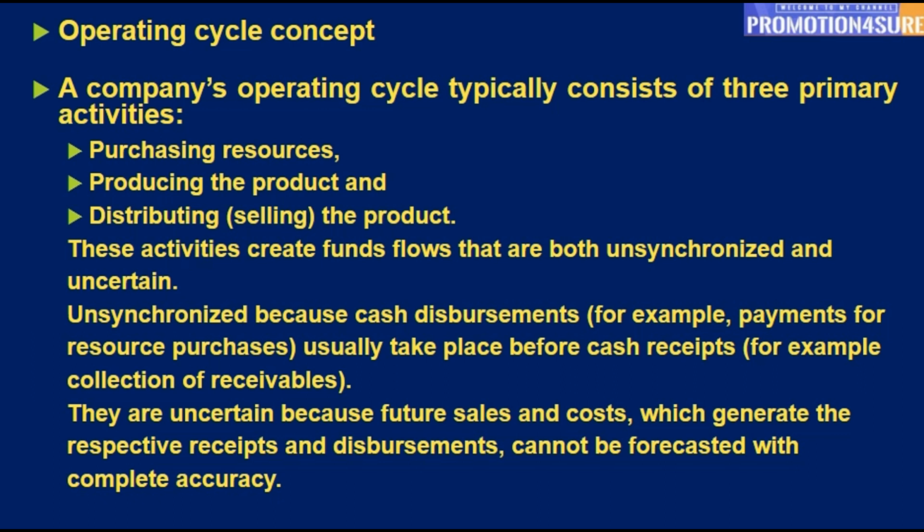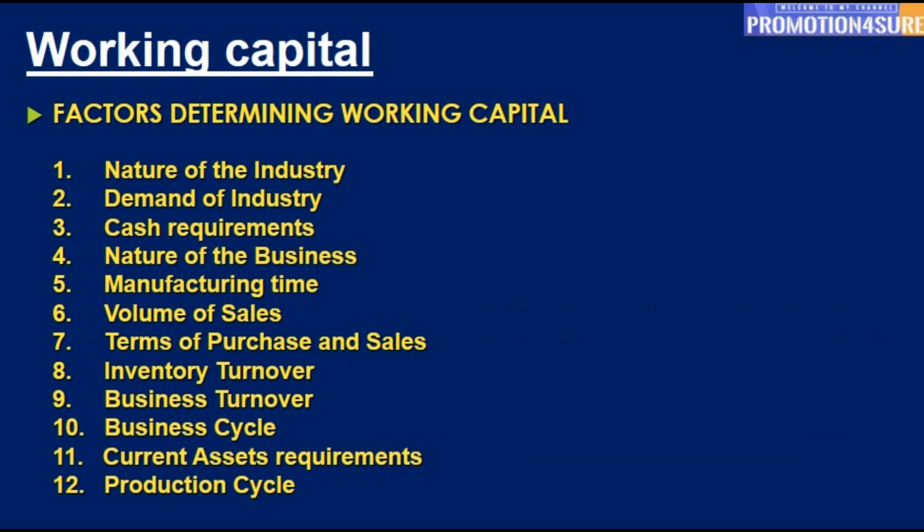Unsynchronized because cash disbursements, for example, payment for resource purchases, usually take place before cash receipts. They are uncertain because future sales and costs, which generate respective receipts and disbursements, cannot be forecasted with complete accuracy.